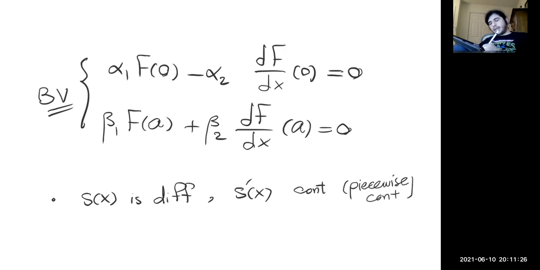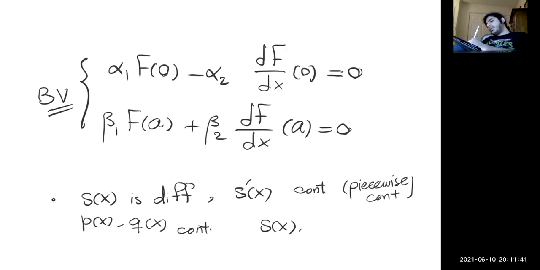Same thing for p and q. We want p(x) and q(x) also to be continuous. Another assumption here is that in our example, s and p were both equal to 1. So another assumption is that both of these functions, s(x) and p(x), should always be positive, not 0. q can be 0, but s and p should be positive and continuous.